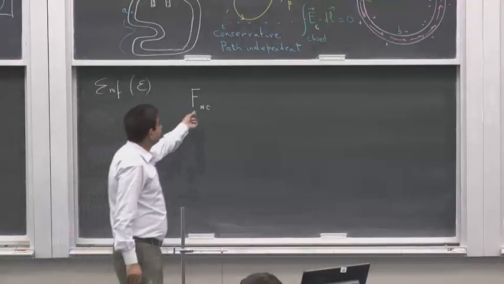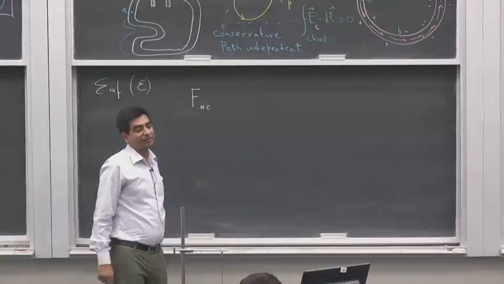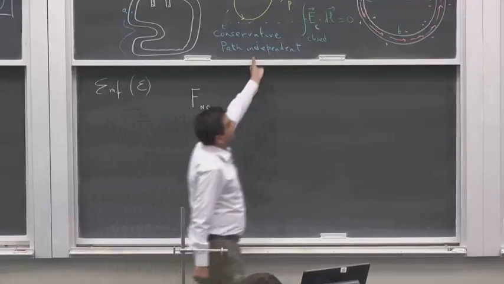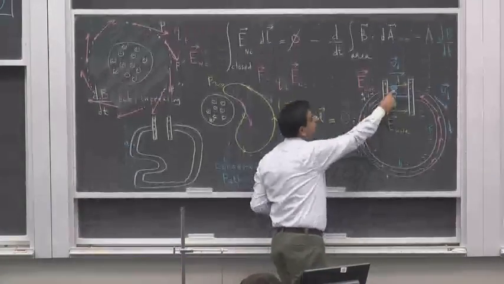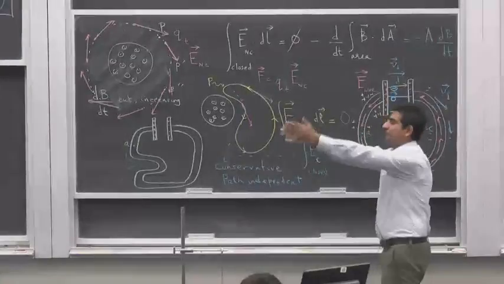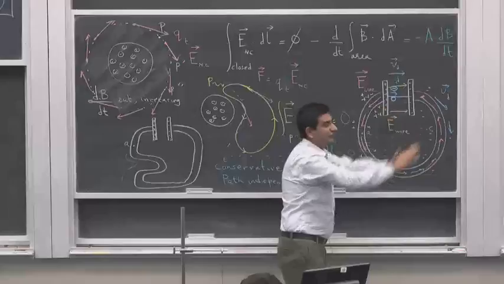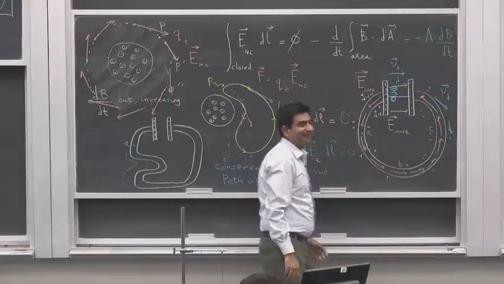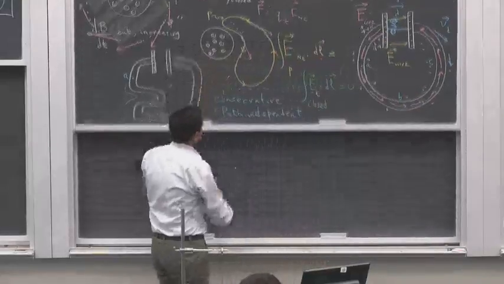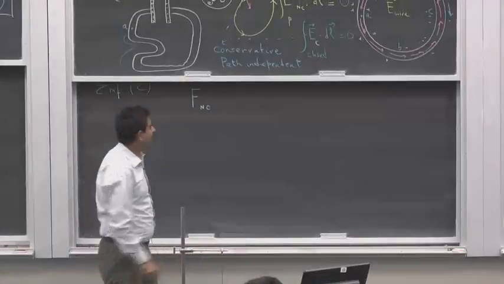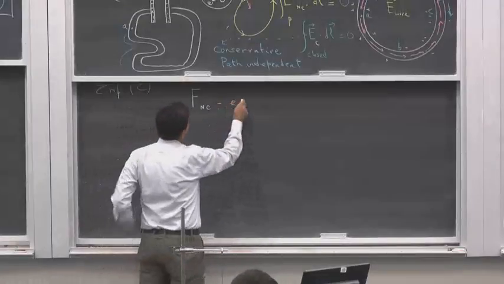So there must be some force acting on the electron. There's an electric force acting on the electron, and it's in the opposite direction. If you look at this electron, the force on it is to the left, but the pulley is moving the electron to the right. So the net force on the electron is Fnc minus eE.